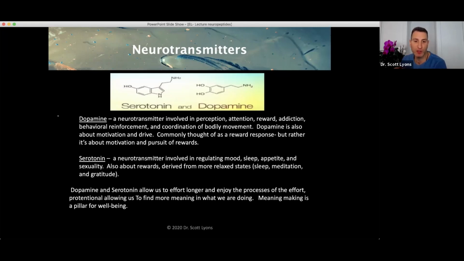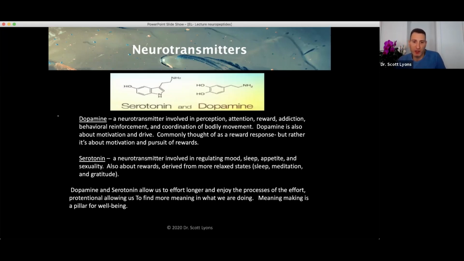So serotonin is a neurotransmitter involved in regulating mood, sleep, appetite, sex. I don't know why I said it like that, but it's fun. And it's also about rewards. And derived from more of a relaxed state, typically. So typically when we get to feel good, there's a serotonin boost that goes, oh, that was a good thing we just did. Let's reinforce that too.